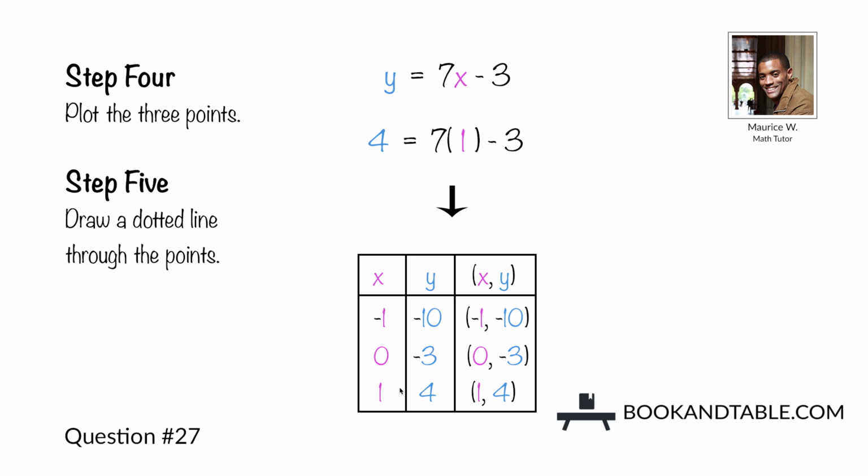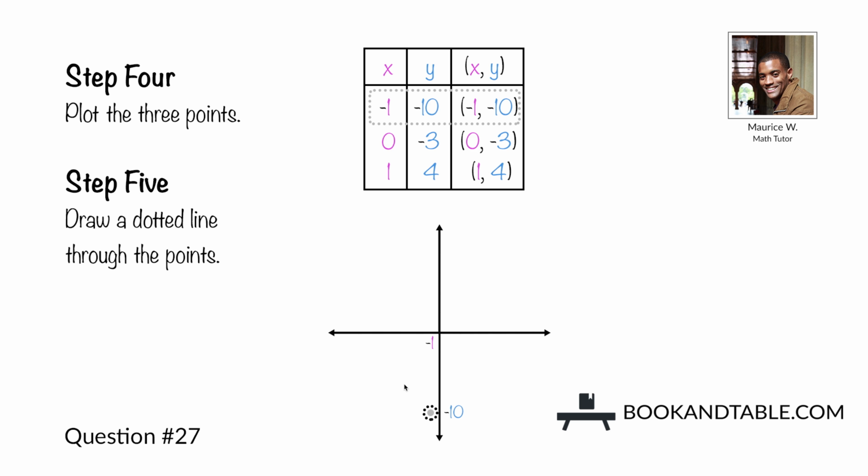And then step 5, we will draw a dotted line through the points. So sketch out your axes, and then plot the first point, -1, -10. Plot the second point, 0, -3. And plot the third point, 1, 4. We see our 3 points are on the same trajectory. So we can draw a dotted line through the points.